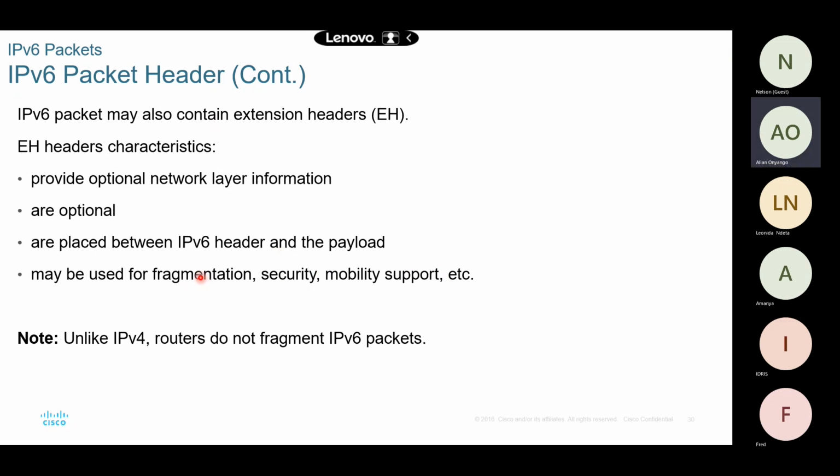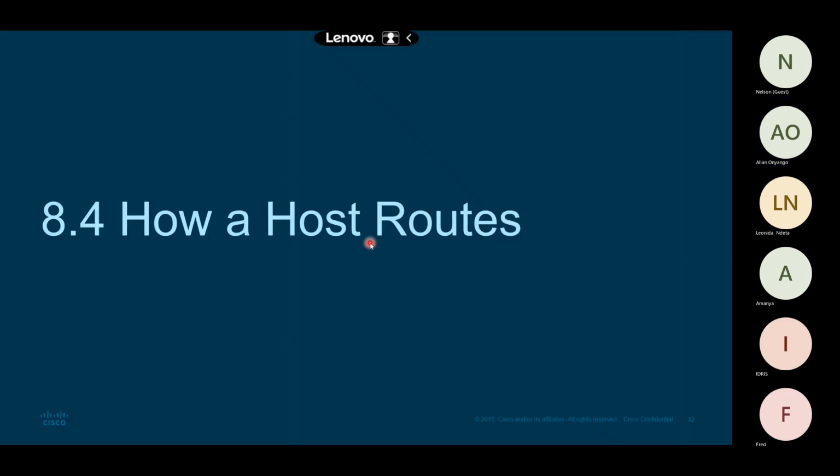So this is why the IPv6 packet header is there. And there's a disclaimer here. Routers do not fragment IP packets. Okay, routers for IPv6 do not normally fragment the IP version 6 packets.